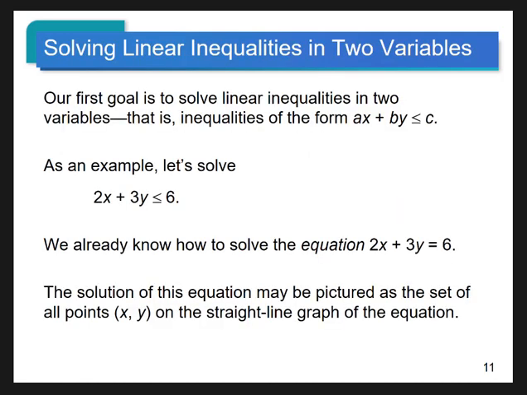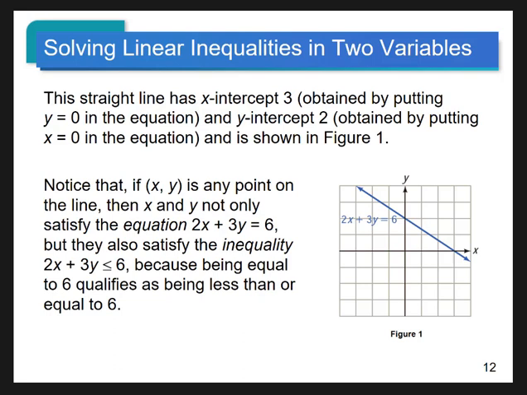So let's solve a linear inequality with 2 variables. Let's start out with this example here: 2x plus 3y is less than or equal to 6. First thing we do is we turn it into an equation. This is going to give us that boundary on our graph. I'm just going to treat it as 2x plus 3y equals 6.